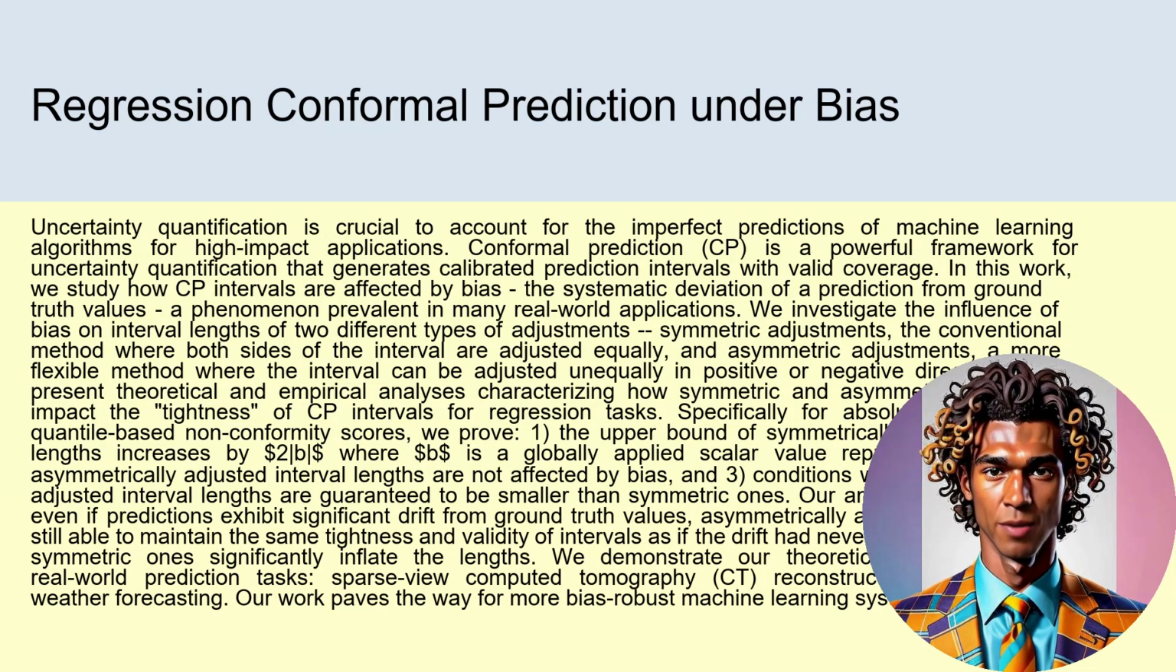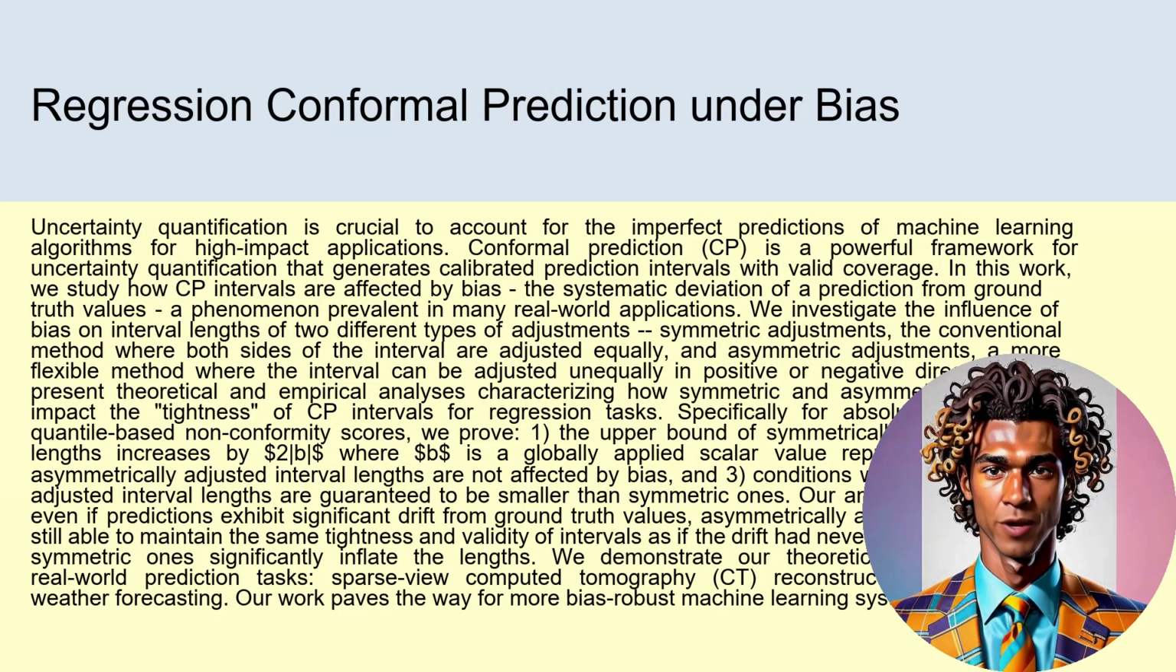In contrast, asymmetric adjustments are surprisingly resilient to bias, providing tighter and more accurate confidence intervals even in the presence of significant bias. The research demonstrates that asymmetric adjustments are more reliable for producing valid and informative confidence intervals in real-world applications where bias is common. This discovery has the potential to significantly improve the accuracy and reliability of machine learning models, particularly in areas where high-stakes decisions are made based on predictions. Examples of such areas include medical diagnosis, financial forecasting, and autonomous driving, where accurate estimations of uncertainty are critical for safe and reliable operation.